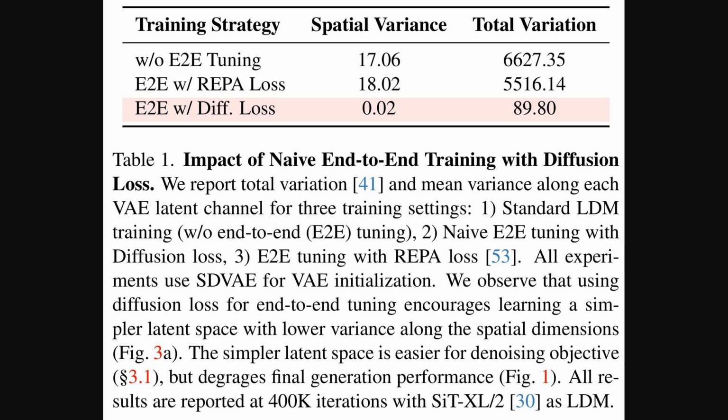So table 1 here really gives us some hard numbers on why that naive end-to-end approach with diffusion loss is problematic. It measures spatial variance and total variation in the VAE's latent space under different training settings. You can see that standard training, or using the REPA loss for end-to-end tuning, keeps the spatial variance around 17 or 18. But look what happens when you try using the diffusion loss for end-to-end. The spatial variance crashes down to 0.02, and total variation plummets from over 6,000 to just under 90. This confirms that diffusion loss collapses the latent space, making it too simple, which hurts the final images.